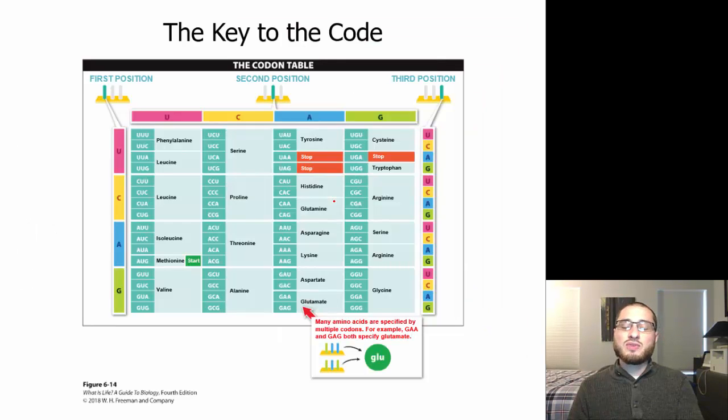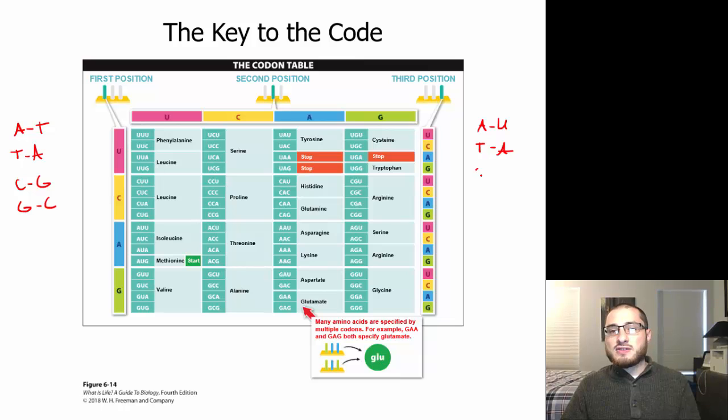Now, we know that with DNA, A always goes to T, and T always goes to A, C always goes to G, and G always goes to C. But when we see mRNA, A is going to go to U, T is going to go to A, C goes to G, and G goes to C.